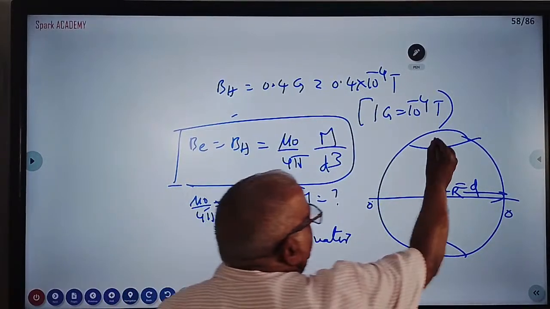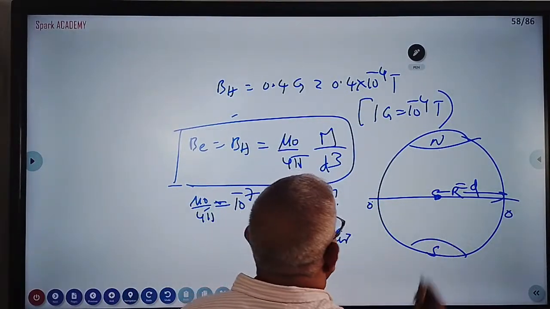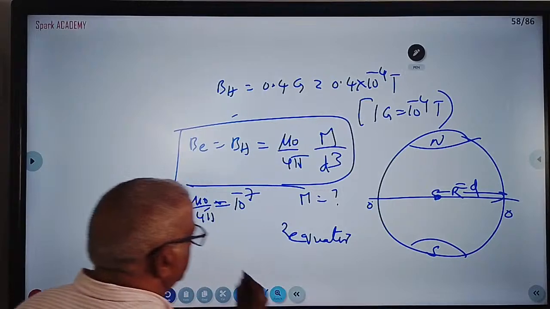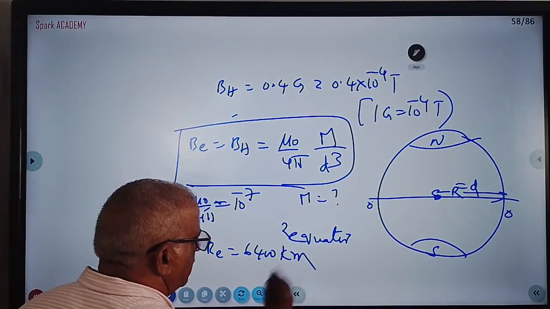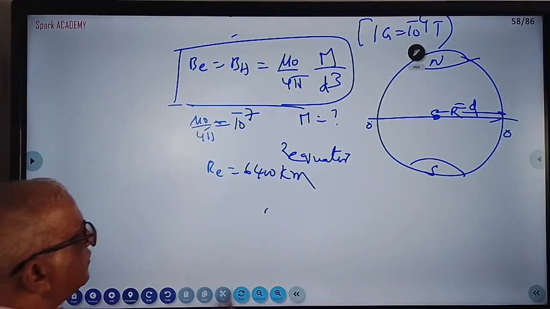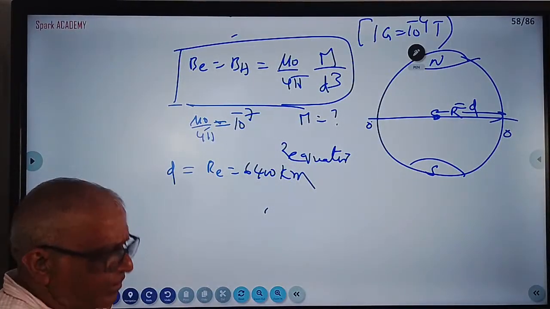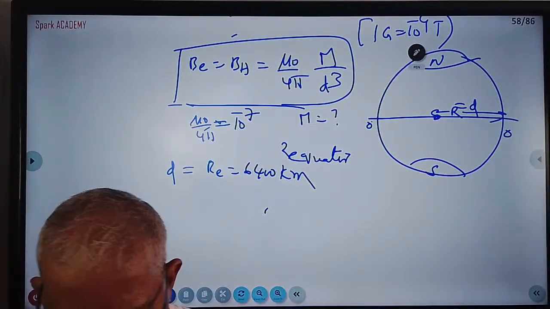Okay, students, what is the equator radius? 6,400 kilometers. I think the radius of the equator is 6,400 kilometers or something like that. You have to take that, that is the distance. This is called your distance. You have to do a large calculation.